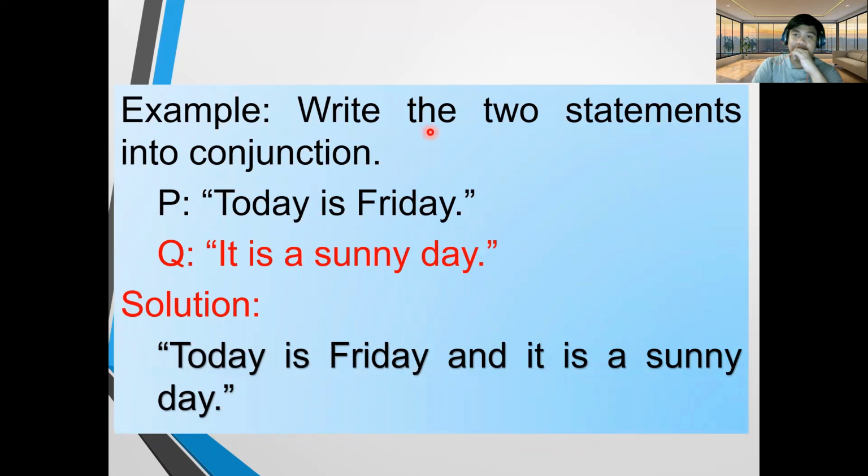Example, write two statements into a conjunction. Today is Friday for our P, and for our Q, it is Sunday. So the solution: today is Sunday and it is a sunny day.